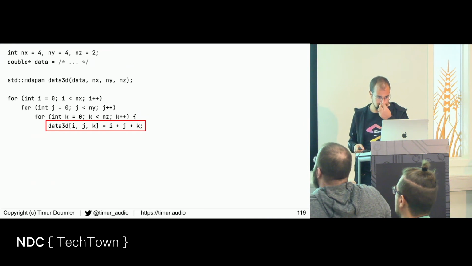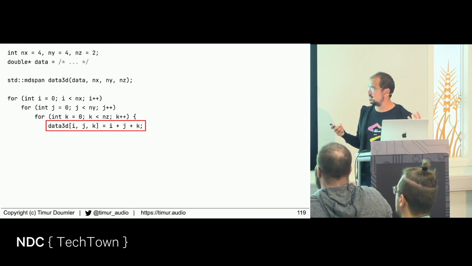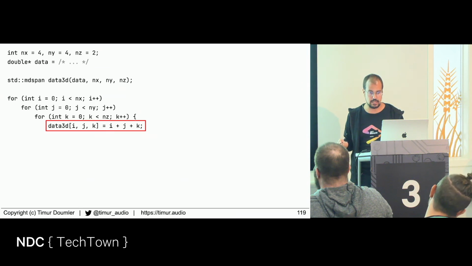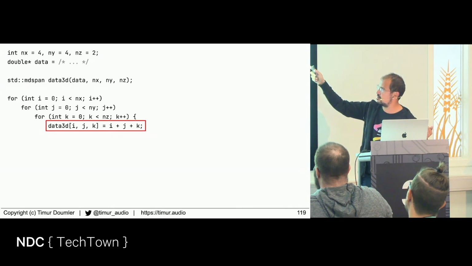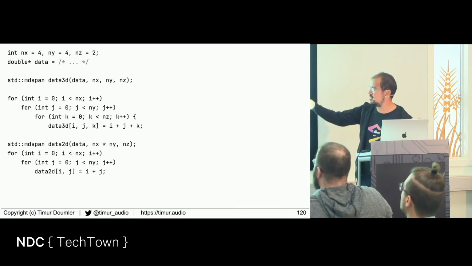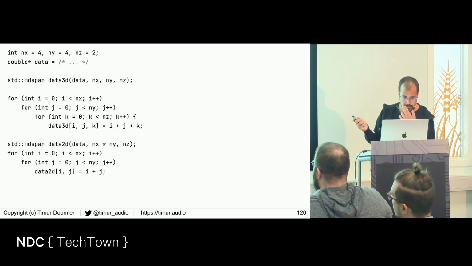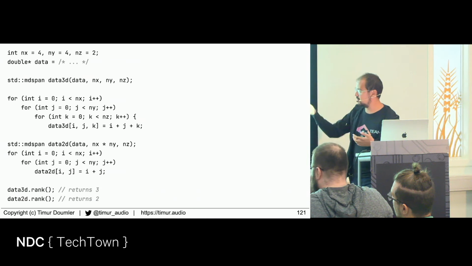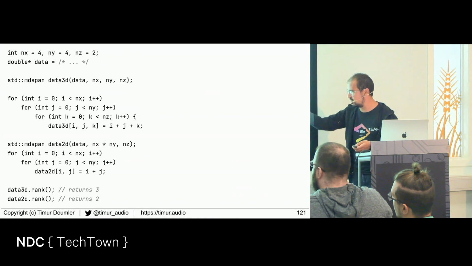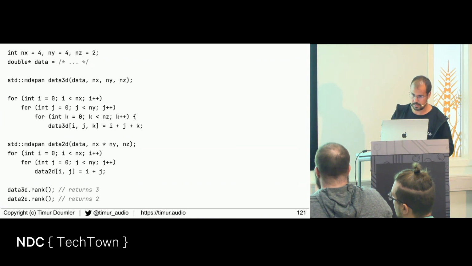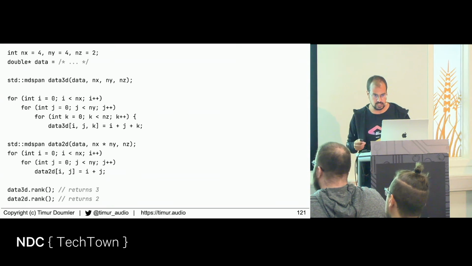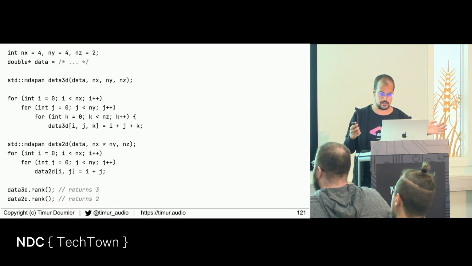And because it's not owning the data, you can have multiple mdspans accessing the same data, right? So you can view the same block of memory as a 3D array. You can have another mdspan viewing the same block of memory as a 2D array. There's no problem. There is a member function called .rank, which returns the number of dimensions. And it can handle both static and dynamic extents.